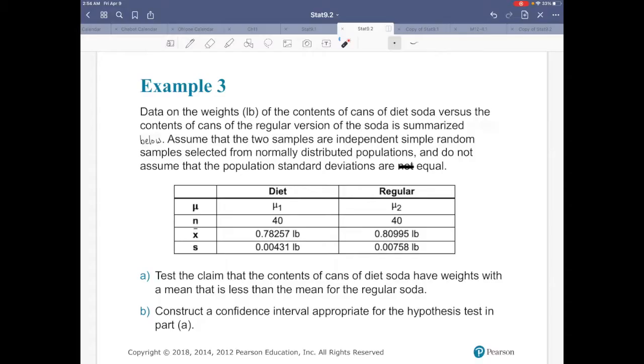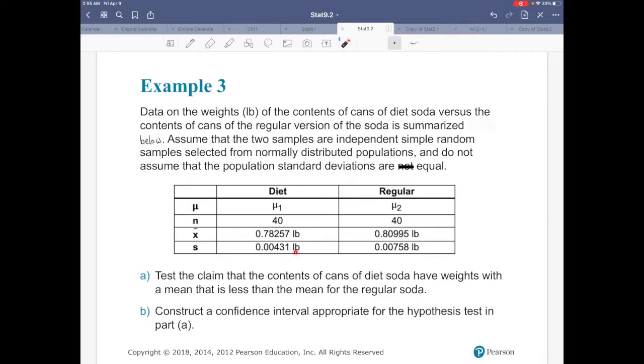Example 3. Data on the weights in pounds of the contents of cans of diet soda versus the contents of cans of the regular soda is summarized below. Assume that 2 samples are independent, simple random samples selected from normally distributed populations, and do not assume that the population standard deviations are equal.